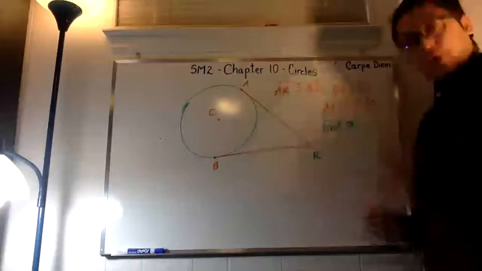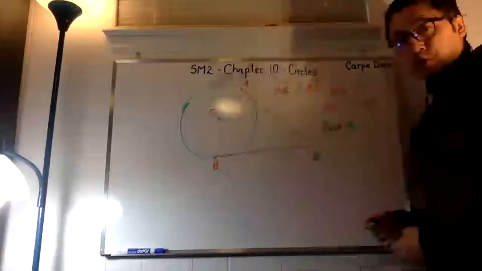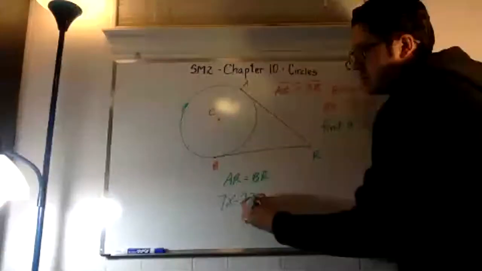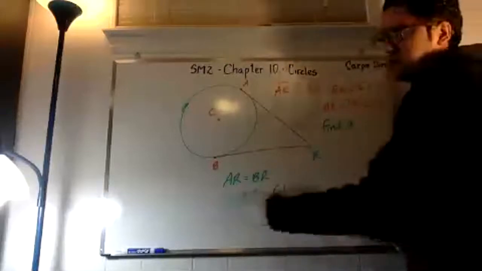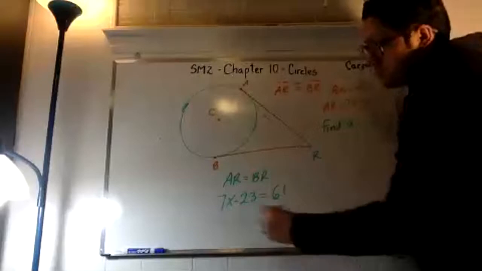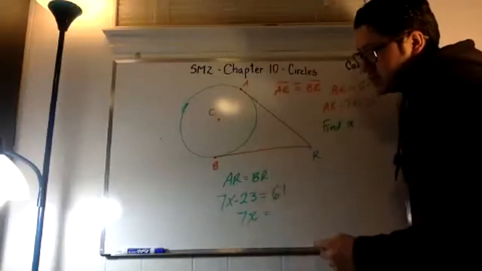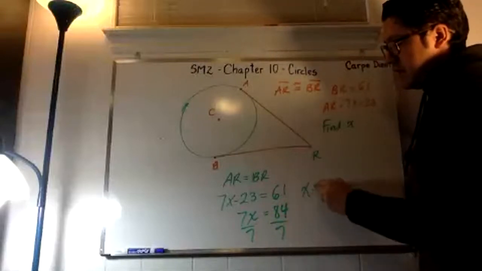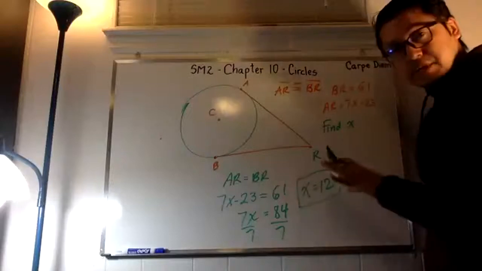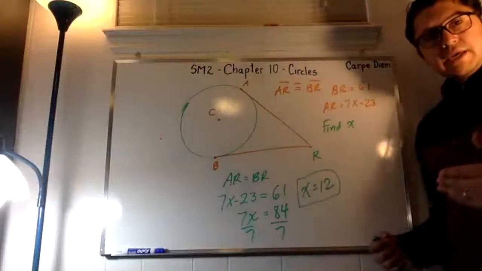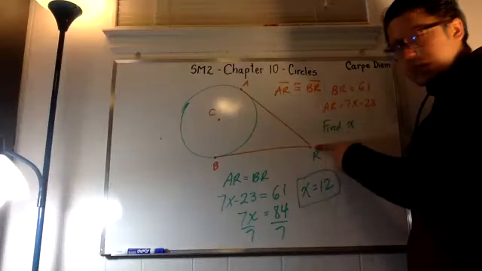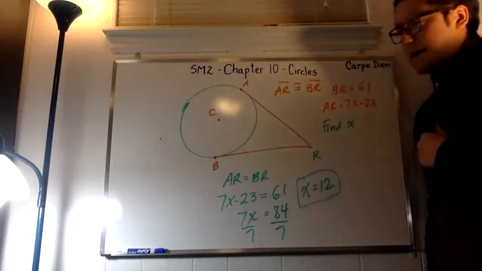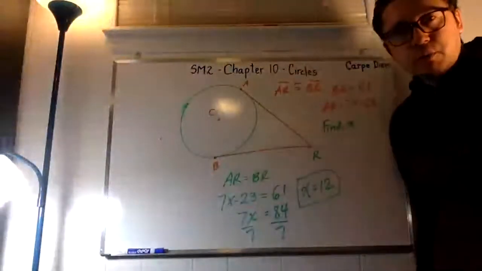Since I already know that these two segments are congruent, I can say that AR equals 61, and I just have to solve the equation. So 7x equals 84. We divide by 7. x is 12. All right, and I'm done. That's it. Taking into account that exterior point to the circle, you just have to set them equal to each other, and that's what we did.